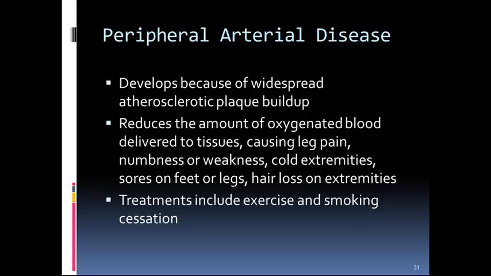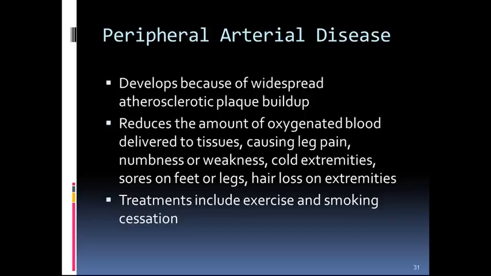Peripheral artery disease develops because of a widespread atherosclerotic plaque buildup. So not only can the plaque build up in your heart and cause an MI, it can also build up in your legs and cause ischemia in your legs and tissue damage, and this is how people lose their foot or their lower leg and have to be amputated.